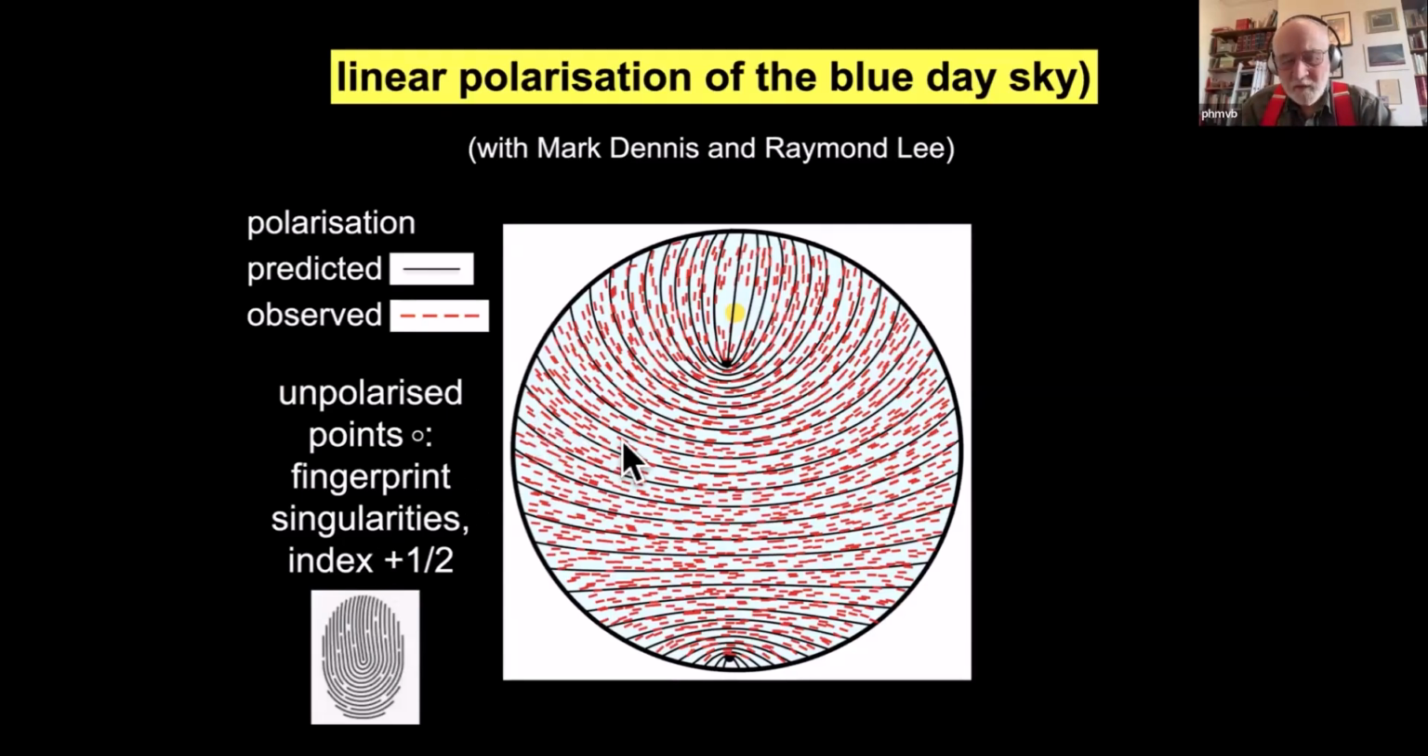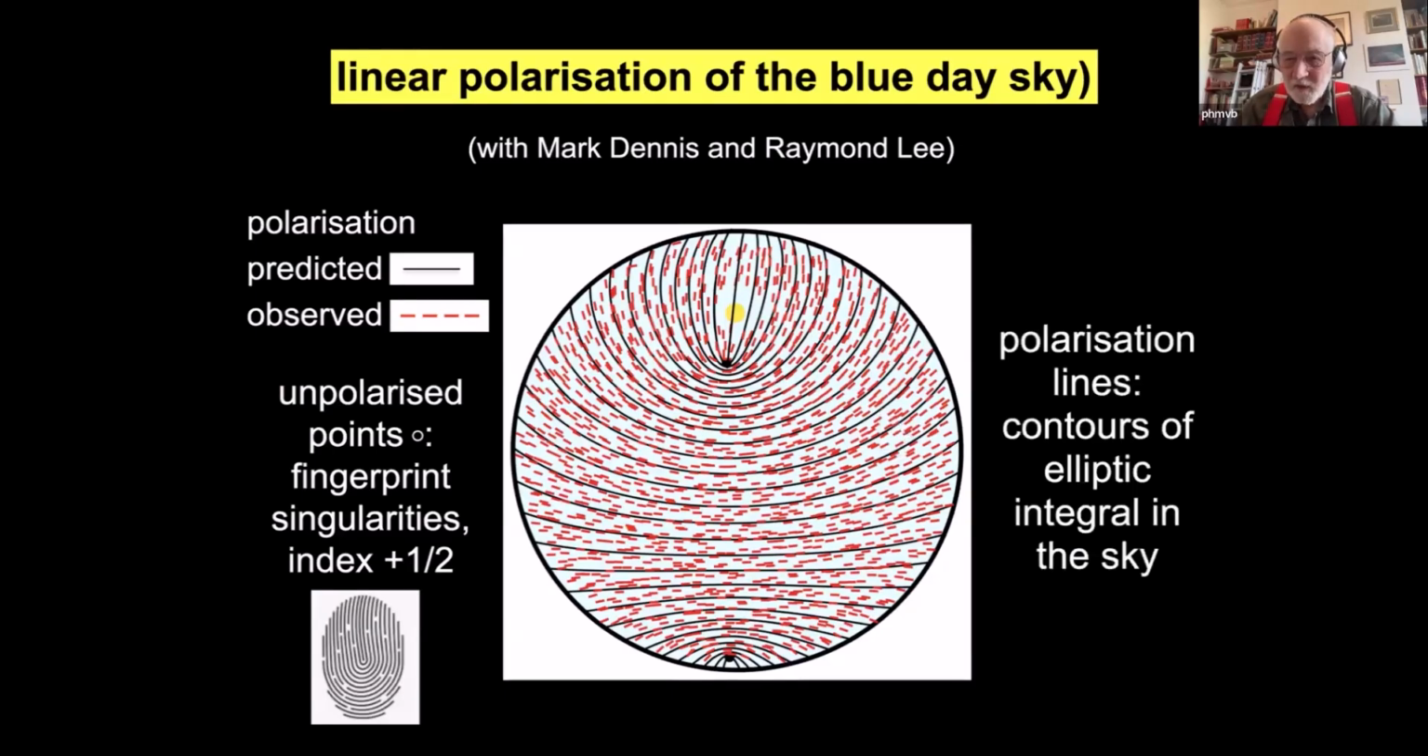Now, the theory involves choosing a function which varies from place to place in the sky, whose zeros are these unpolarized points. Then the theory tells you that the lines tangent to the polarization direction at each place in the sky are contours of a certain elliptic integral. So there's an elliptic integral in the sky. We can't see it because, except in some very rudimentary way, we can't detect polarization. Bees can, and other insects and creatures can, and it can be used as a guide to direction finding for those creatures. So that is the polarization singularity in the sky.